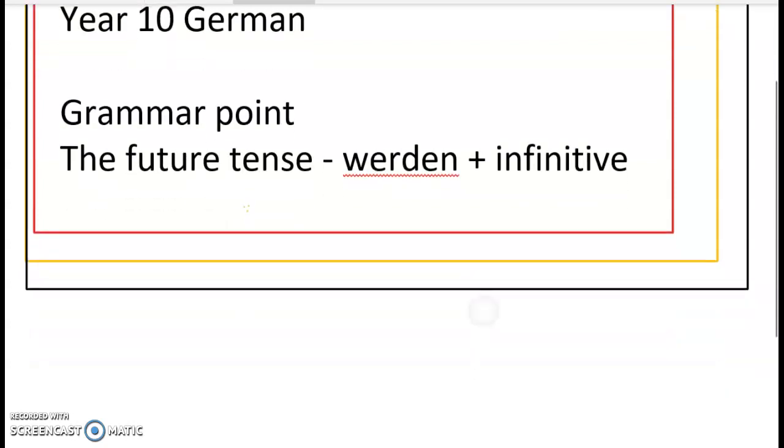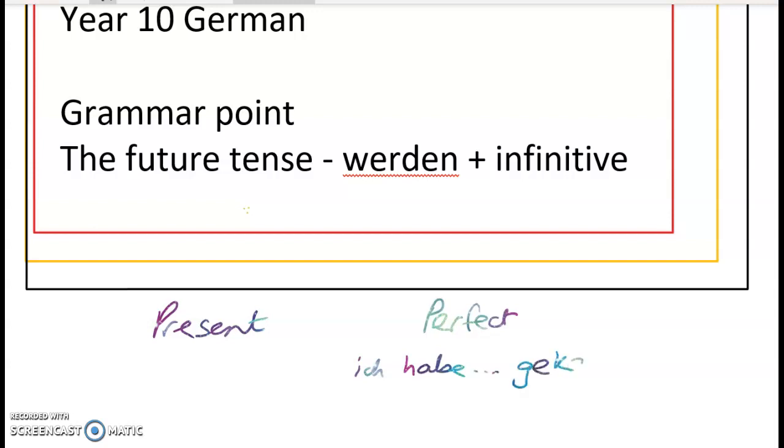So far this year, we've looked at two tenses in German. The first tense that we've done over and over is the present tense, and then we've done the perfect tense. And the perfect tense is the one where we've got things like ich habe blah blah blah gekauft, right? So the perfect tense has got three bits to it, because it's got the ich word, telling us who's doing the action, and then it's got either a haben or a sein word, and then it's got this one here.